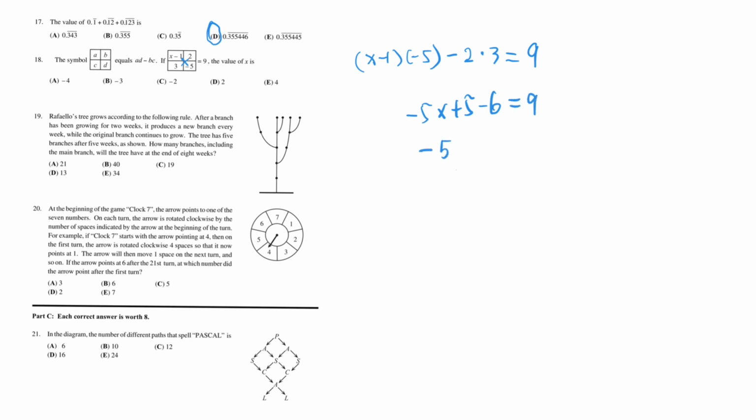Negative 5x equals 10, x equals negative 2. So the answer of 18 is C.